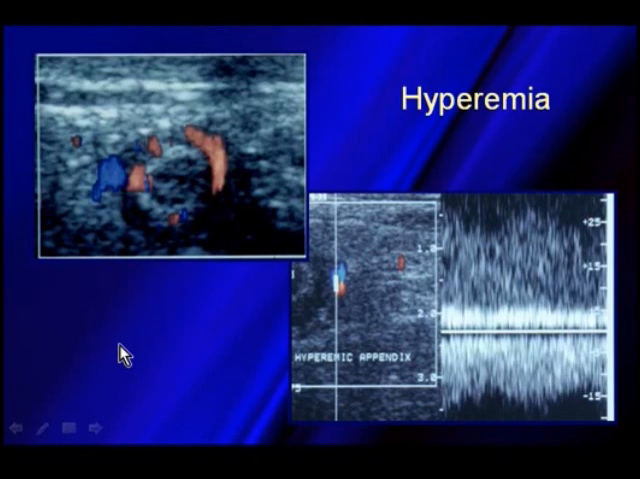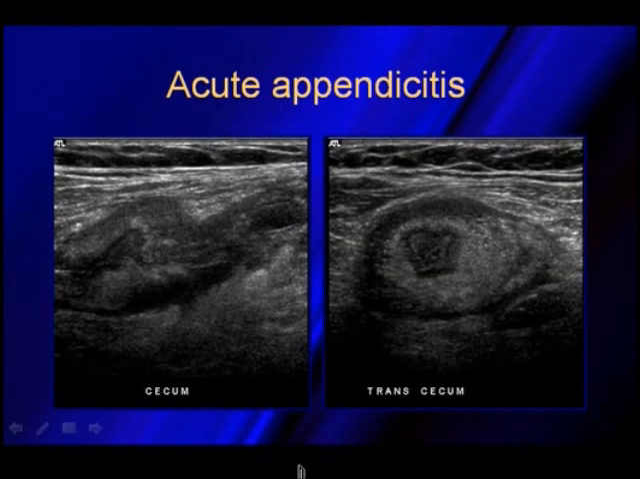It's not something we look for all the time, but if you do see increased blood flow, typically it is going to be low velocity flow. You may see some pulsatile venous flow within it, but that is something that we will see with the inflammatory appendix. Here you can see scanning the cecum in a long axis view.